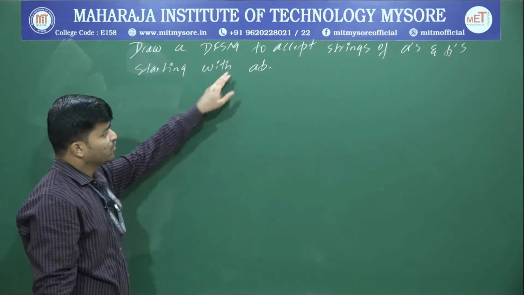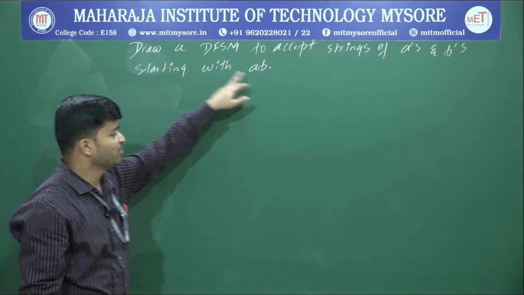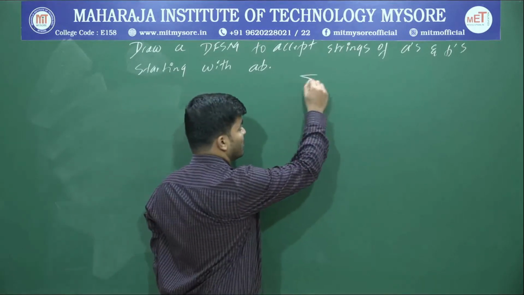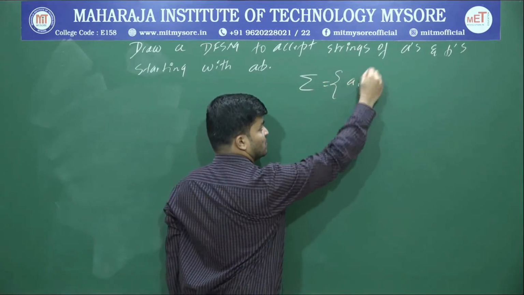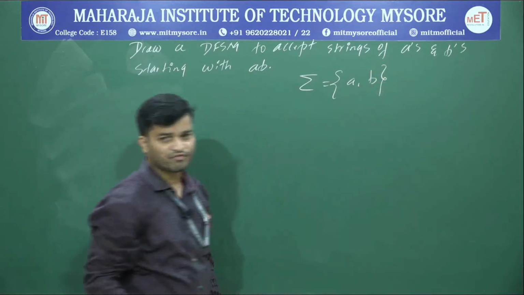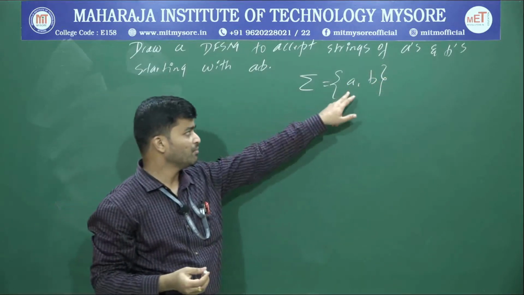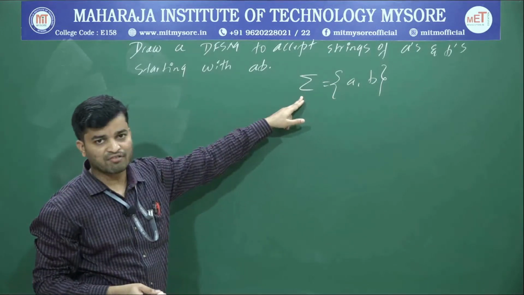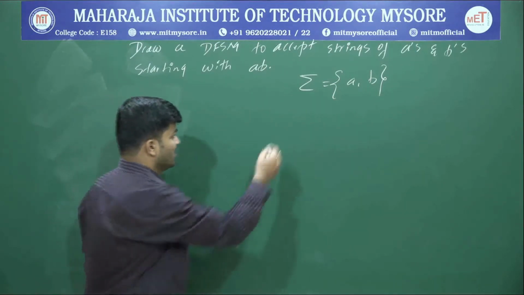Draw a DFA to accept strings of A's and B's starting with AB. So strings of A's and B's. Therefore, your sigma will become A comma B, or the alphabet will become A comma B. So once you define the alphabet, next you have to write the language.